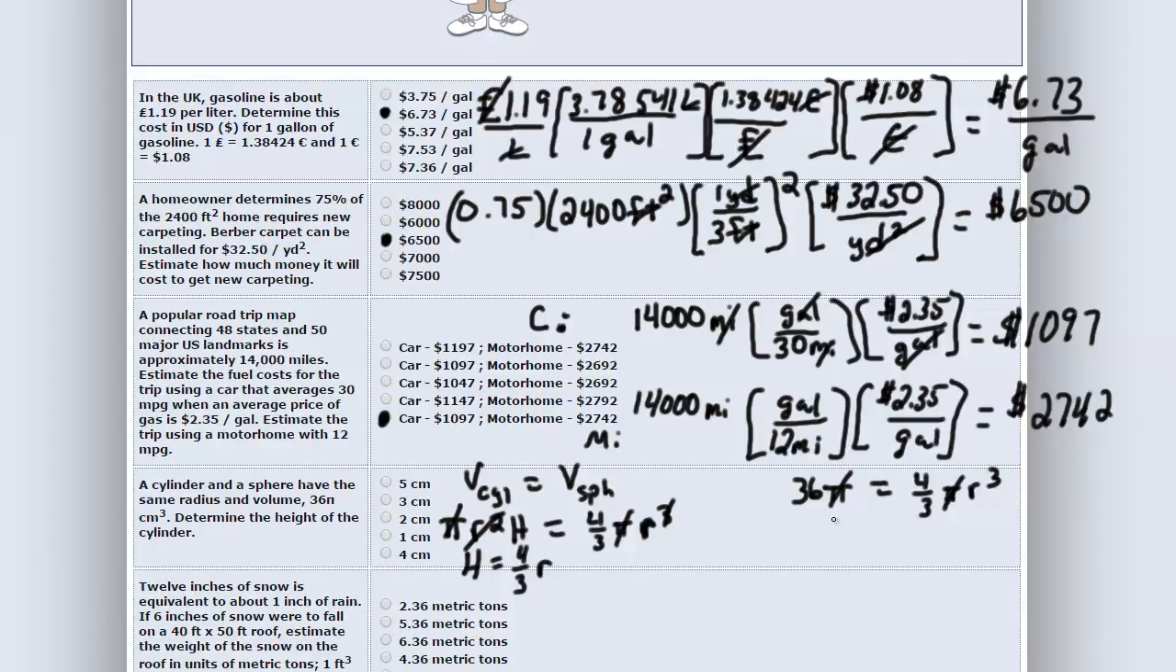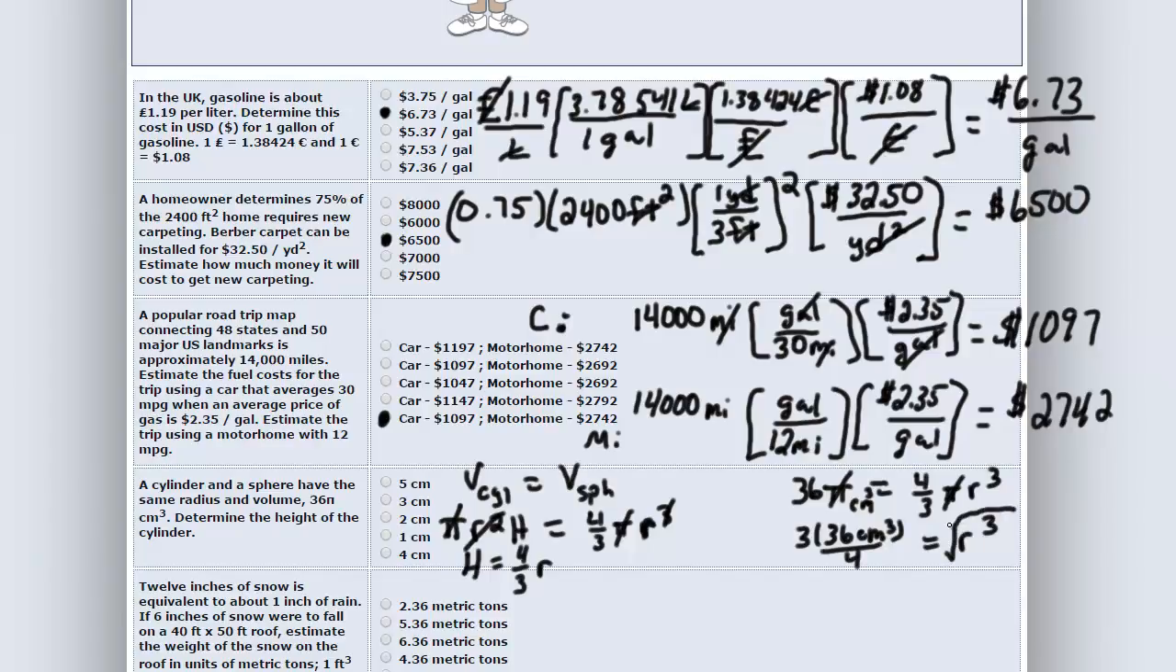And let's see. Well, it was 36 pi cubic centimeters, so I should probably include my units here. 36 pi cubic centimeters. Well, the pi still is going to drop out. So then I'm going to have to multiply both sides by 3 and divide both sides by 4, because if I multiply by 3/4 on this side, that cancels this out, and multiply by 3/4 on this side. So that's going to be 3 times 36 cubic centimeters divided by 4 is equal to r cubed.